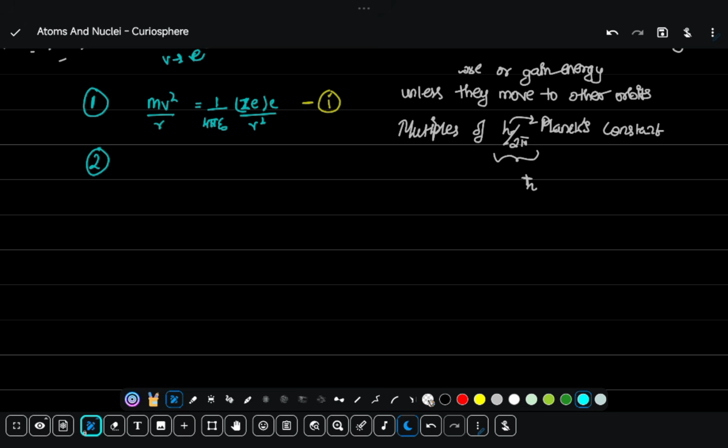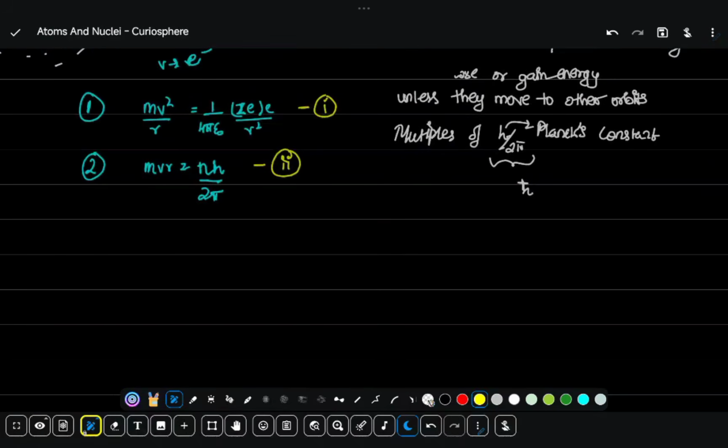Second postulate is, as I have already told you, that the energy of the orbits must be multiples of h by 2 pi. Only then they are allowed. Like the orbits which have their angular momentum, which is the rotational form of linear momentum, as a multiple of h by 2 pi. This is another relation. Based on these two relations, Bohr was able to derive, for example, the velocity of the electron in the nth orbit and the radius of the electron in the nth orbit. You just need to substitute.